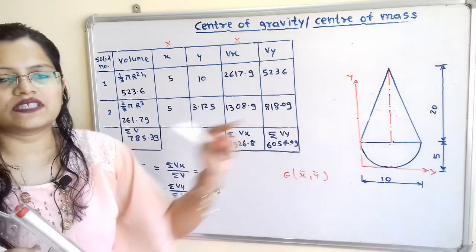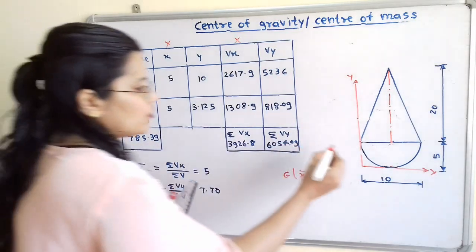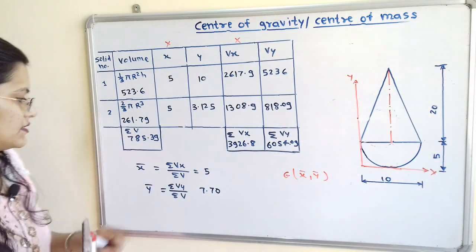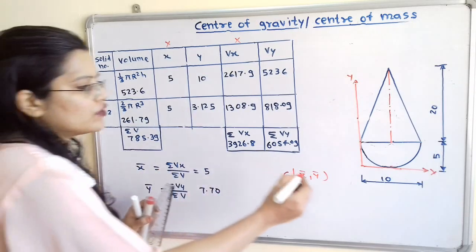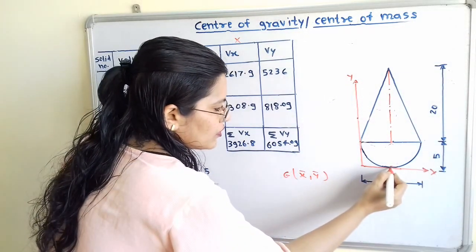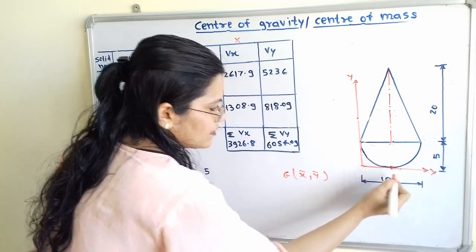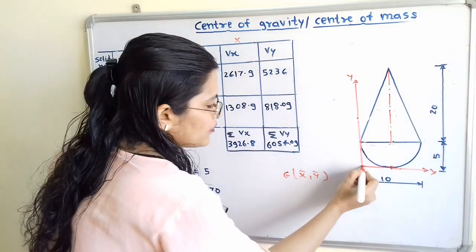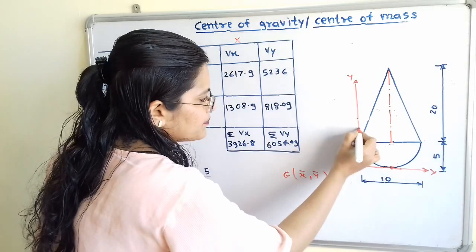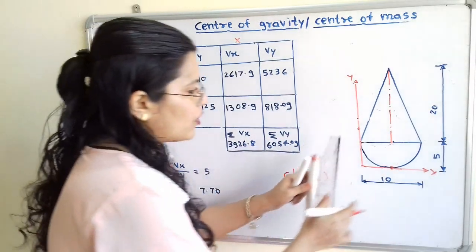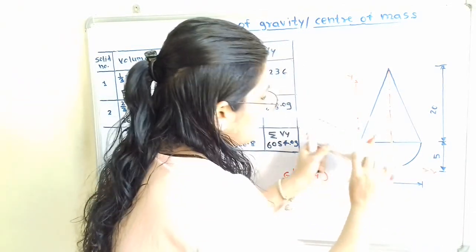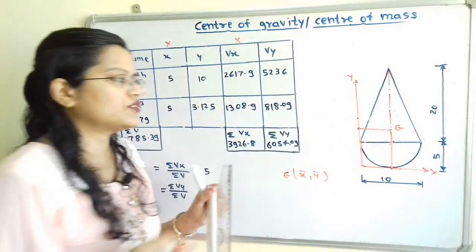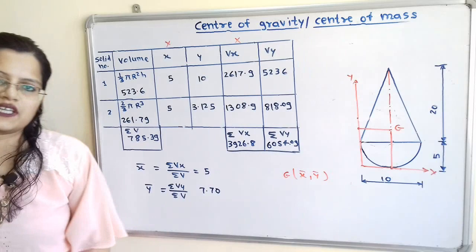Now we have to show this center of gravity point. Here is the origin, the point of intersection of the x-axis and y-axis. The value of x bar is 5, so we select this value on the x-axis. So this is the center point. Then the value of y bar is 7.70, so we show it from the origin at 7.70. So here is the point. If I draw perpendicular lines passing through these two points, then here is the point of intersection, and this is known as the center of gravity for this given composite.